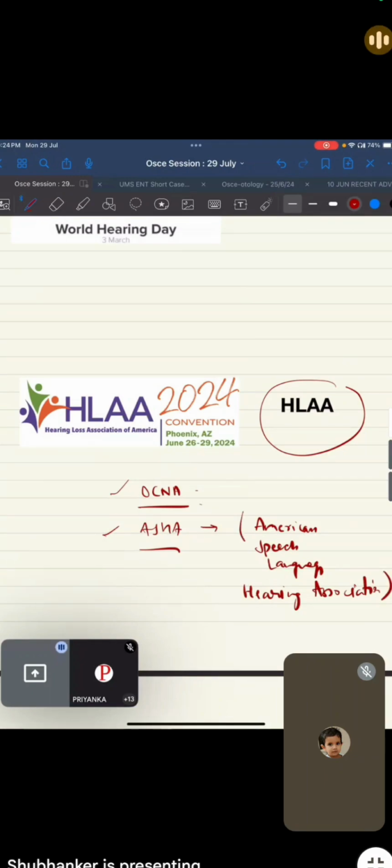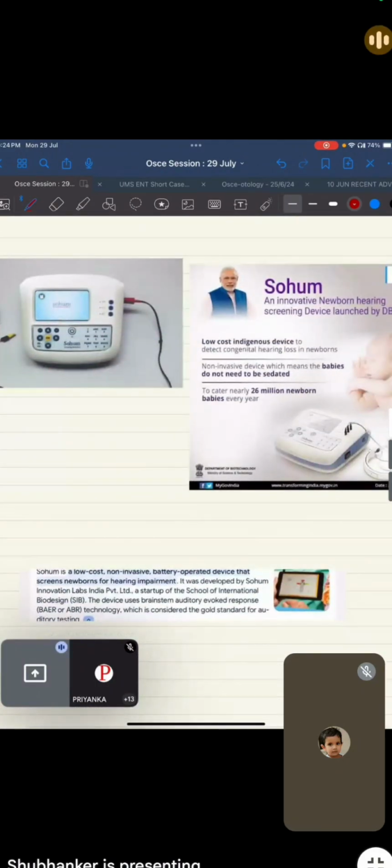Basically, you just have to see in what scenario they are asking the question. If it's a PSM type of question, where they are asking about the program, then please write the full form of ASHA that you just answered. And if it's in the context of audiology and more of an ENT setting, then this will be the answer: American Speech and Language Hearing Association. Okay.